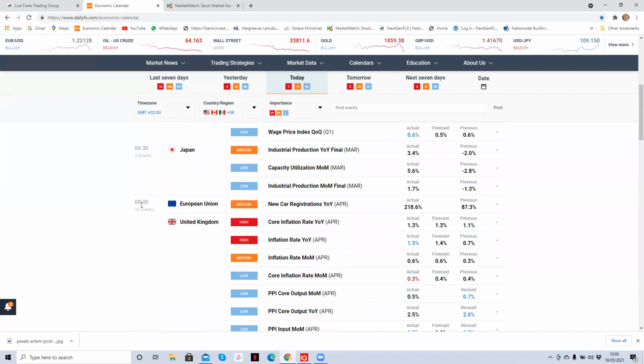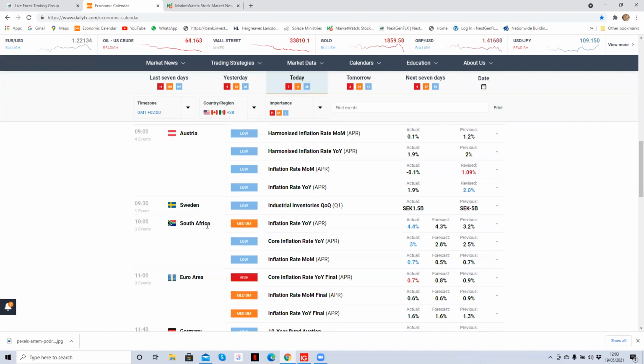So at 8 o'clock this morning, GMT +2, we had the UK inflation rate report announced. So that's come and gone. The UK being the financial capital of the world, that could have an indirect impact on the global markets, but obviously a direct impact on the UK stock market and currencies paired with the pound. And then at 11 o'clock GMT +2, just about an hour ago, we had the Euro area core inflation rate. Again, that would have an impact on currencies paired with the euro.